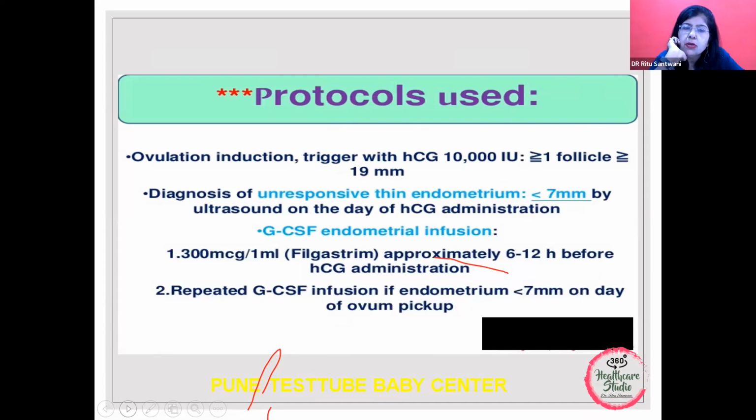So usually the protocol that has been recommended is ovulation induction trigger with HCG, 10,000 international units, once the follicle reaches more than 19 mm, with a diagnosis of unresponsive thin endometrium, less than 7 mm by ultrasound on the day of the HCG administration. Then the dose recommended is 300 microgram per 1 ml approximately 6 to 12 hours before the HCG administration, and the Gcsf infusion has to be repeated if endometrial thickness is less than 7 mm on the day of the ovum pickup or the day of the IUI.